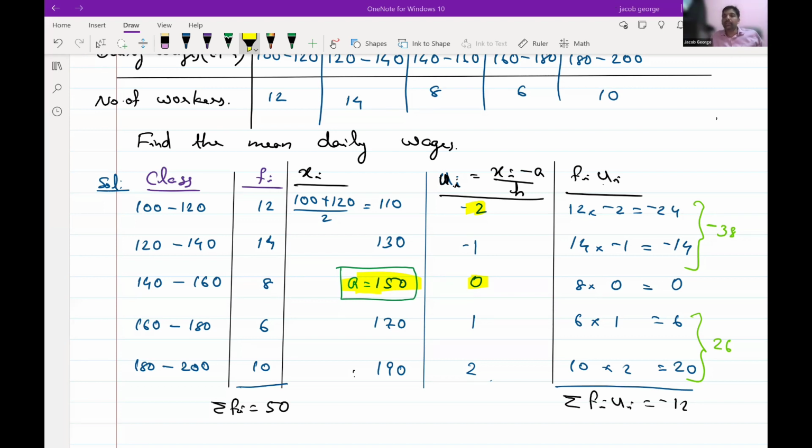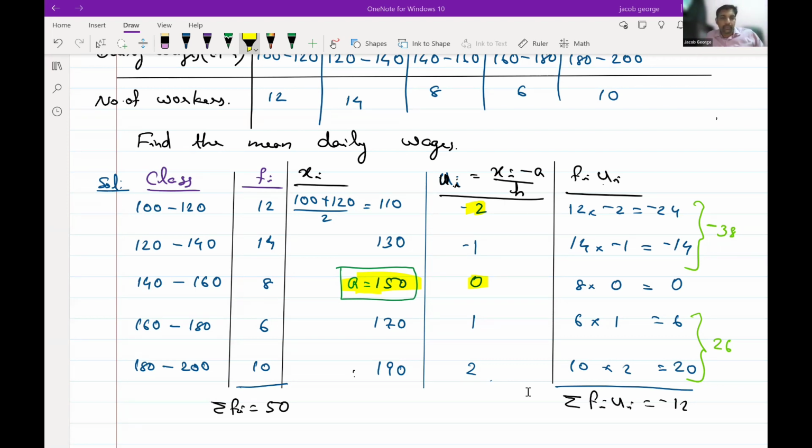Then we add the negative numbers. Minus 24 plus minus 14 is minus 38. 6 plus 20 is how much? 26. Then take the difference of these two. You know how to add a negative and positive number: take the difference and put the sign of the bigger number. Here the difference between 38 and 26 is 12. The bigger number's sign is negative. That is what sigma fiui is, negative 12. Is that clear? Then sigma fi is directly adding fi. It is 50.